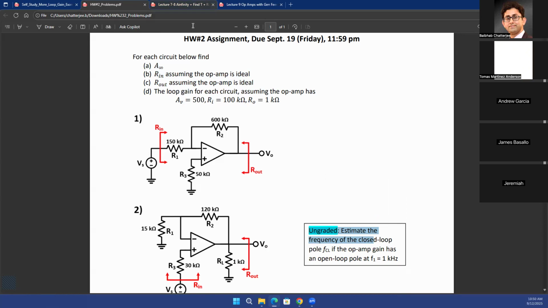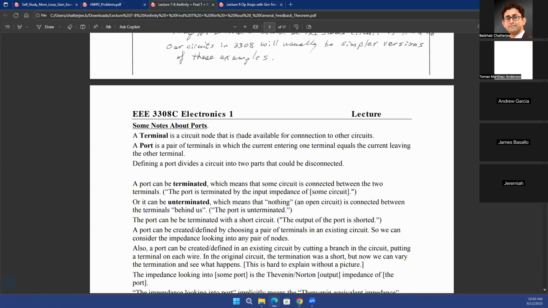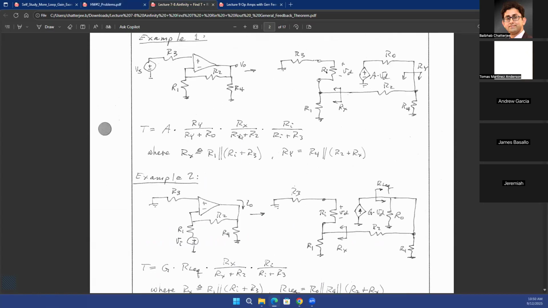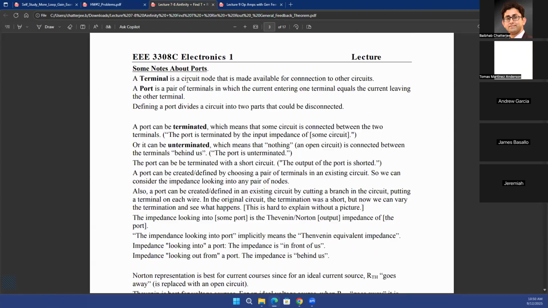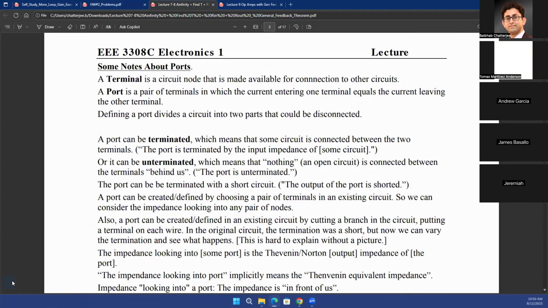Now let's get back to how to find Rin and Rout. So we are going back to the same document that is already posted on Canvas. Now there are a few definitions. Again, some of these you already know, but I'd just like to repeat a few things. For example, the terminal is a node in the circuit that is made available for connection to other parts of the circuit. So basically any node in the circuit is going to be called a terminal.